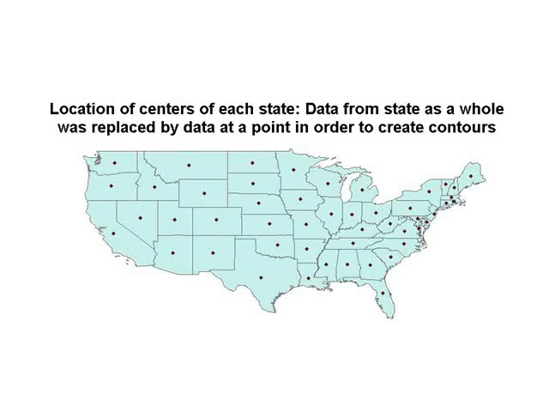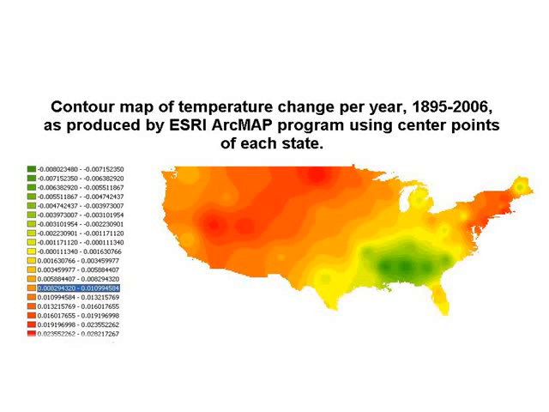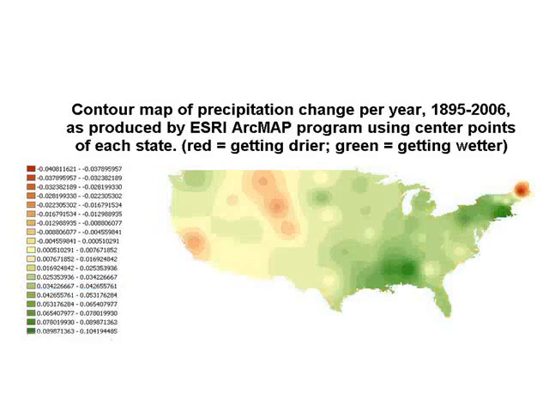Then to draw contours of this, we acted as if the data points that we had were in the center of each state, and we used the ESRI ArcGIS program, and the contours looked like this. So here you see, not on a state-by-state basis, but for the United States as a whole, where it's getting hotter and where it's getting cooler. Obviously, it's getting warmer in more places than it's getting cooler, but there are two spots in the United States where the temperature over the 100-year period actually decreased.